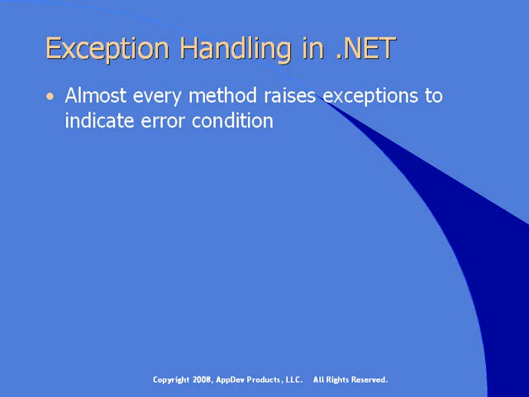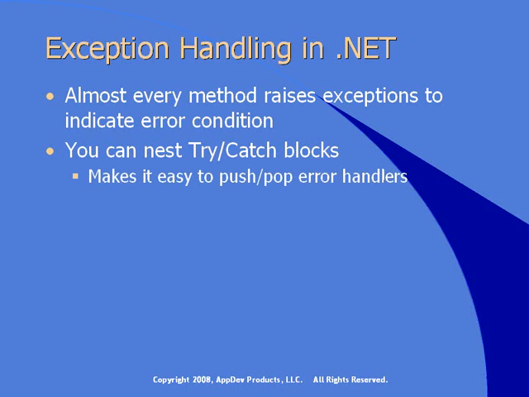Now you'll use the try, catch, finally block to trap these errors, and you can nest these try, catch blocks, and that makes it easier to effectively push and pop error handlers. Have different exception handlers at different places in your code based on the kinds of activities you want to check for. It's the try, catch, and finally blocks that allow you to do your work.